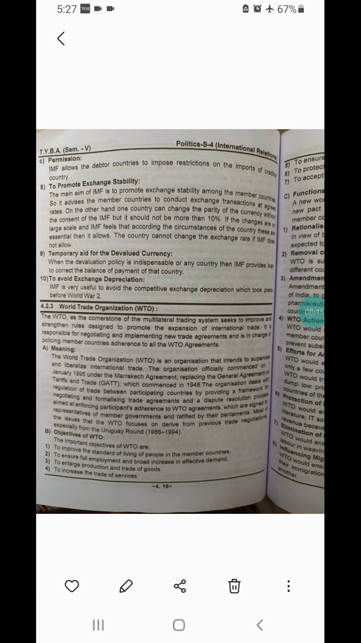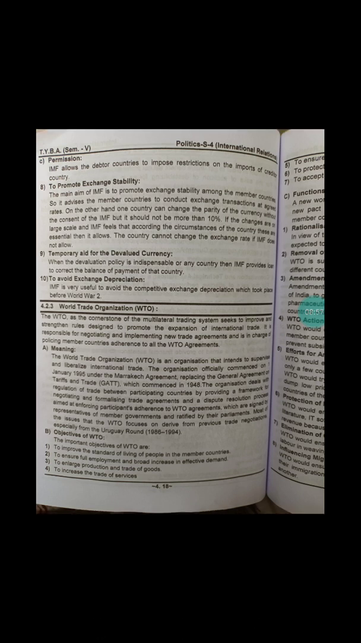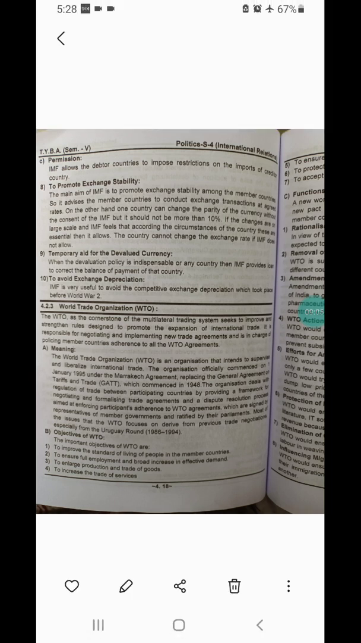Then we look at the objectives of WTO. The important objectives of WTO are to improve the standard of living of people in the member countries. Right? पहला objective क्या है? Standard of living लोगों का बढ़ाना in the member countries. To ensure full employment and broad increase in effective demand. Second point क्या है? To ensure full development, like अच्छे से सब डेवलप हो रहा है कि नहीं वो देखने का, और increase in effective demand.